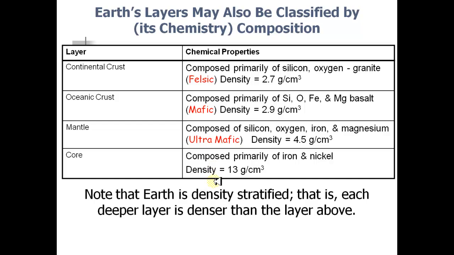And you do have to know that the Earth is density stratified. In other words, it's got layers based on the density of rock, where the least dense is at the top and the most dense is at the bottom, and the other two are in there because of their differences in density. But those are the chemical composition, the chemical layers of the Earth: the crust, the mantle, and the core.